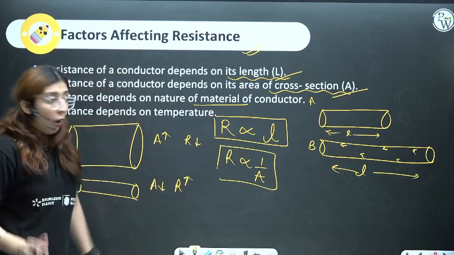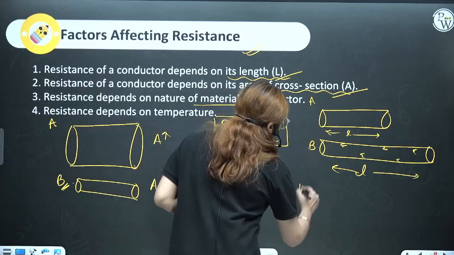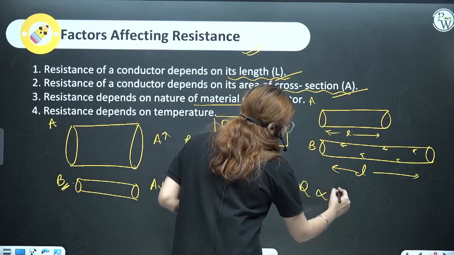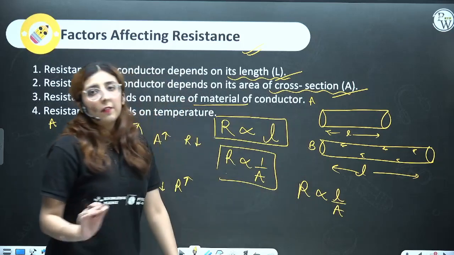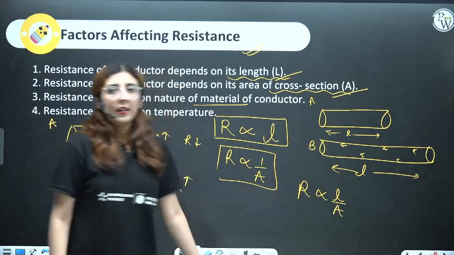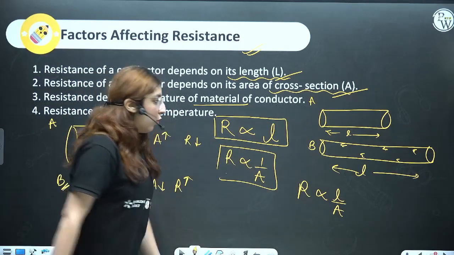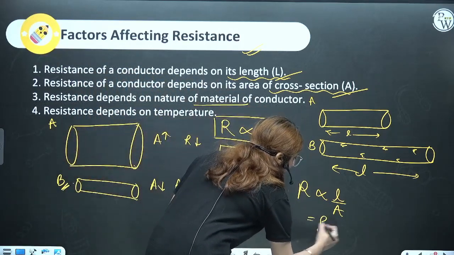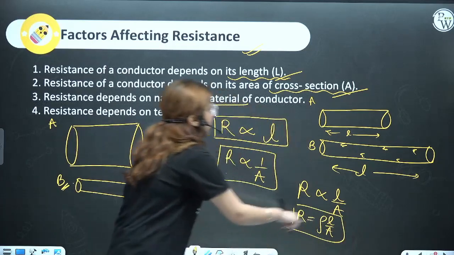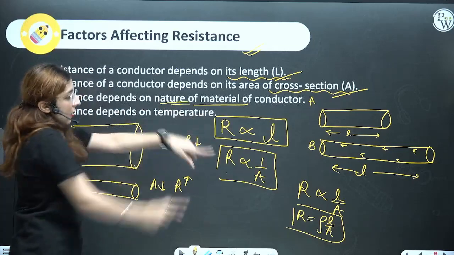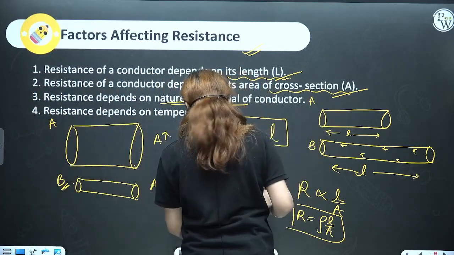Okay, now taking these two things only, we are going to club it. R is directly proportional to length and inversely to area. Remove this proportionality sign. In physics, we never go with the proportionality sign. I have to introduce one constant. Make it equal. So I have introduced one constant, that is nothing but resistivity. Resistivity is nothing but the nature of the material.